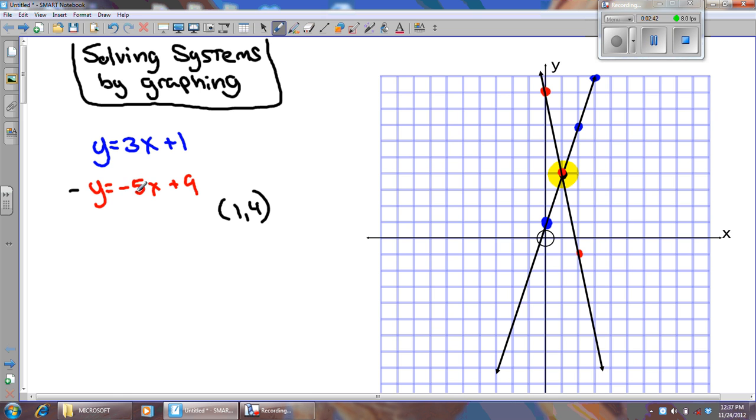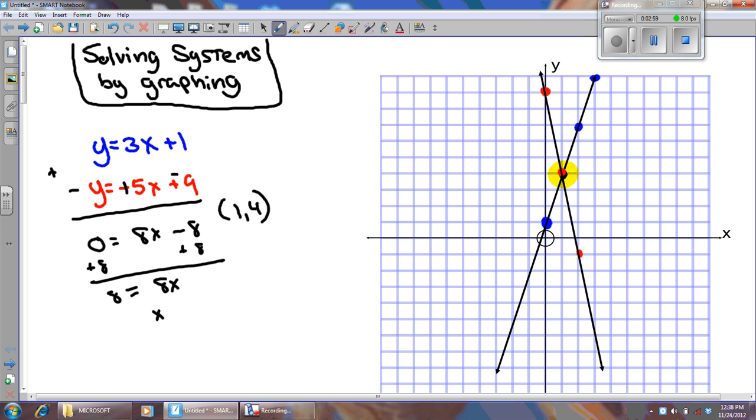Multiply the bottom equation by negative 1. Add them together. Get 0 equals 8x minus 8. Add 8 to both sides, and I'll get 8x equals 8. And therefore x does equal 1, just like we claimed. If I plug that into one of these equations, I'll get 3 times 1 plus 1, which ends up being 4, doesn't it? Yeah.